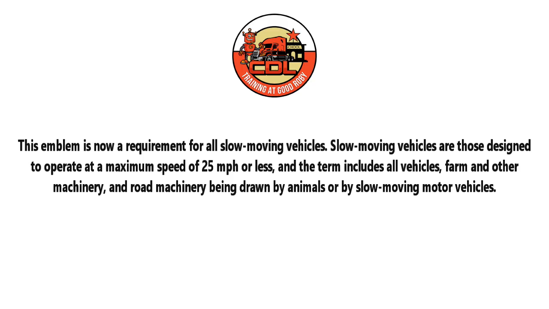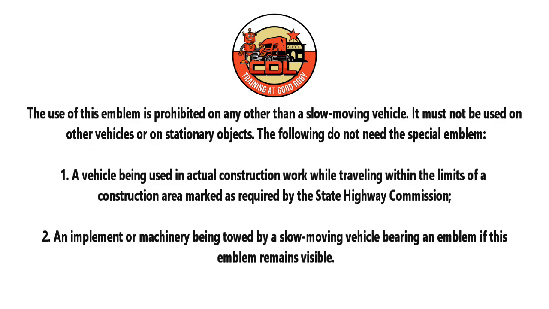This emblem is now a requirement for all slow-moving vehicles. Slow-moving vehicles are those designed to operate at a maximum speed of 25 miles per hour or less, and the term includes all vehicles, farm and other machinery, and road machinery being drawn by animals. The use of this emblem is prohibited on any other than a slow-moving vehicle. It must not be used on other vehicles or on stationary objects.